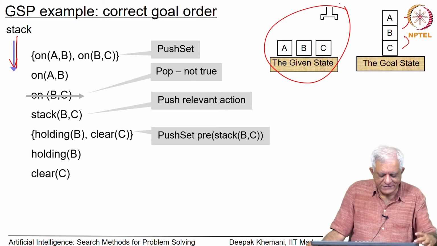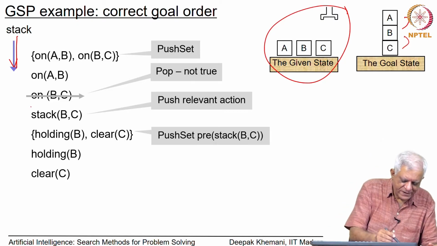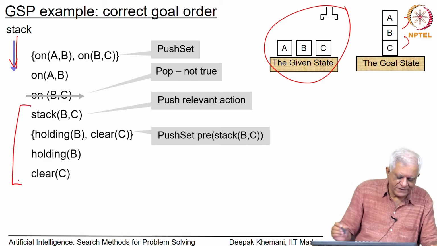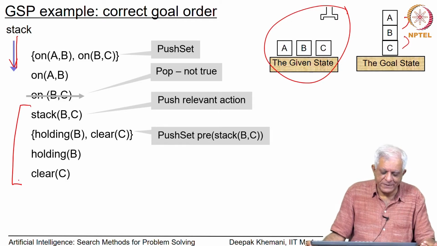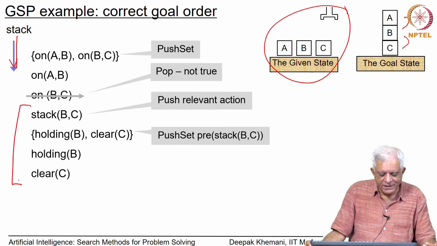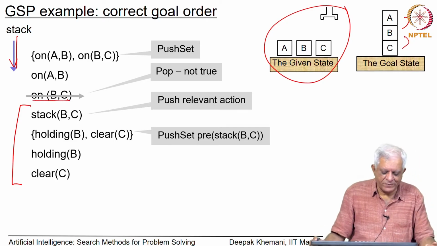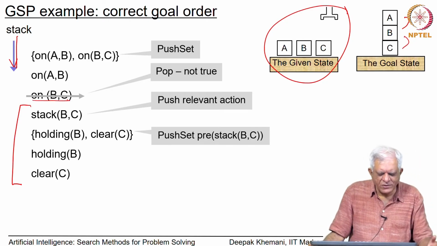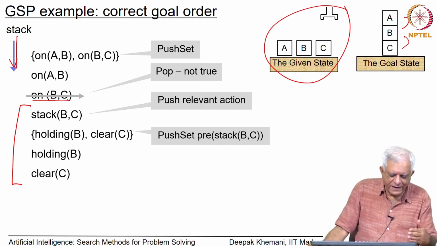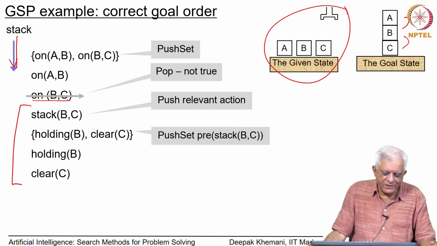This is a stage where you have pushed in an action and its preconditions onto the stack, and that has been done to solve the goal that we just popped from the stack. So, the goal is gone from the stack and the actions and the preconditions remain. So, now we again go back to popping.